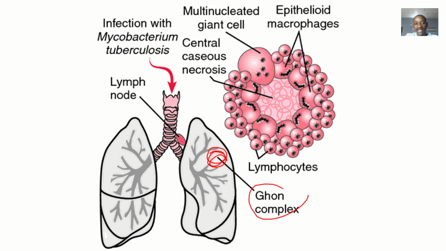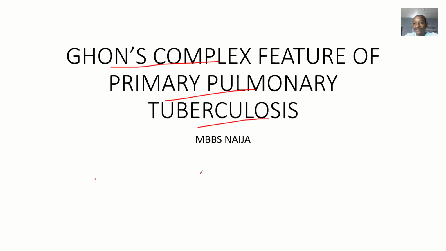So guys, that's it about the Ghon's complex, which is a feature of primary pulmonary tuberculosis.